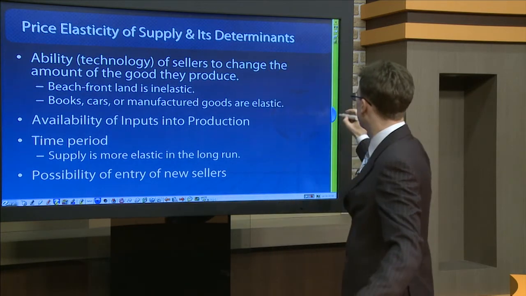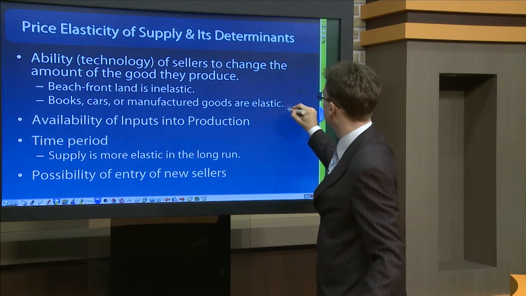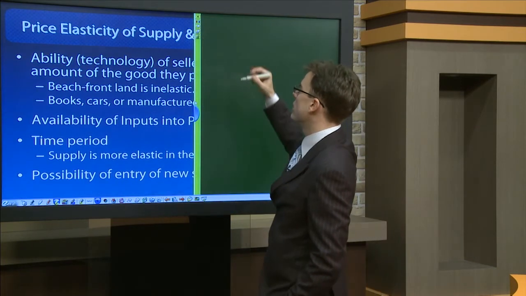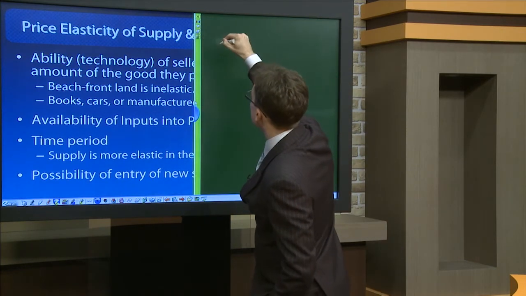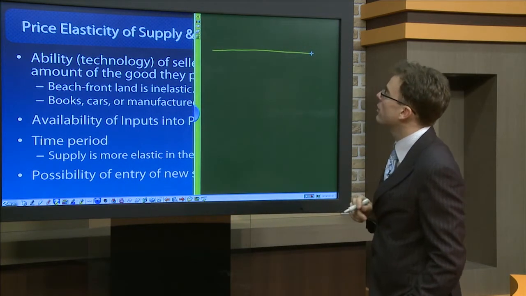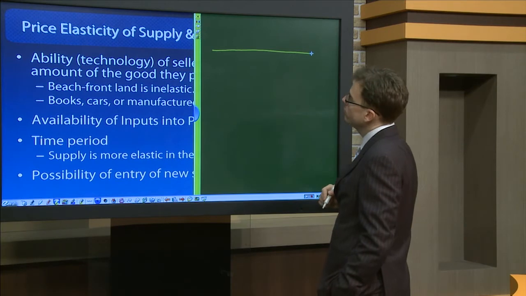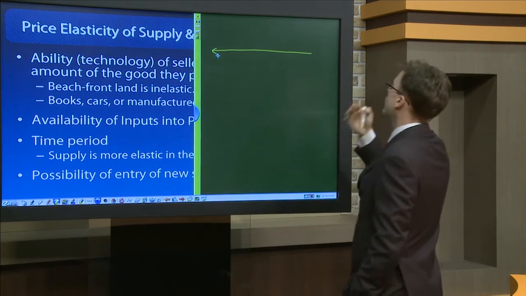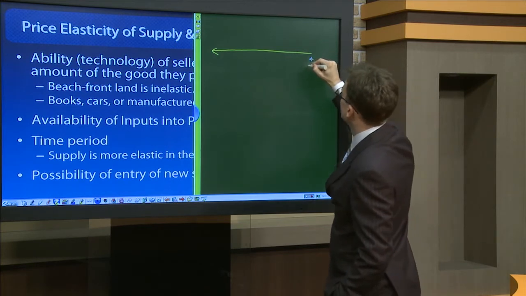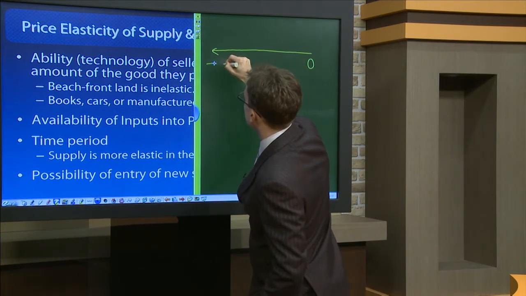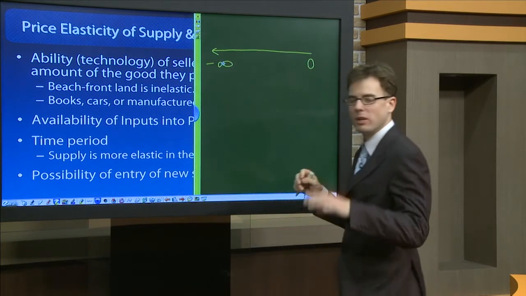Let me summarize what we say about different elasticities. So we think that price elasticity of demand can be anywhere from 0 to negative infinity.